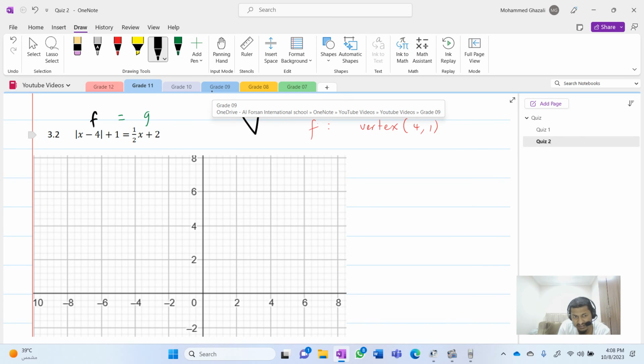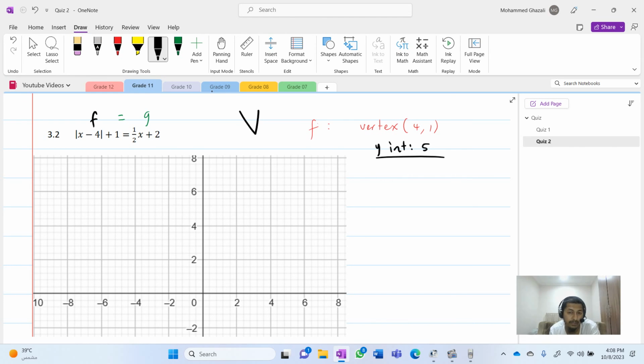If we try to find the x-intercept, we will not find one. If we try to find the y-intercept, we make x 0, so you get 4 plus 1, which is 5. Y-intercept is 5. Vertex is at 4, 1. And if we try to find the x-intercept, we can't, because we have to make this equal to 0. So the absolute value of x minus 4 plus 1 is equal to 0.